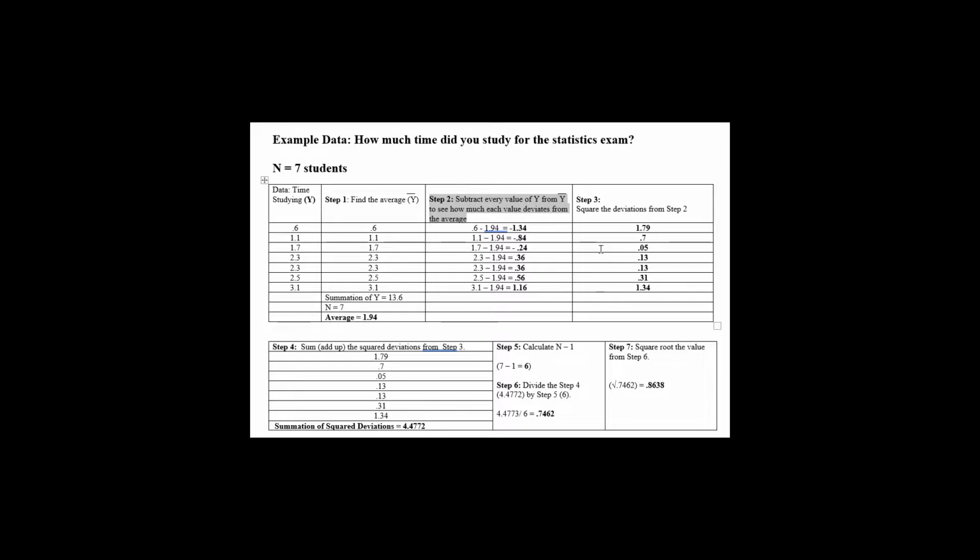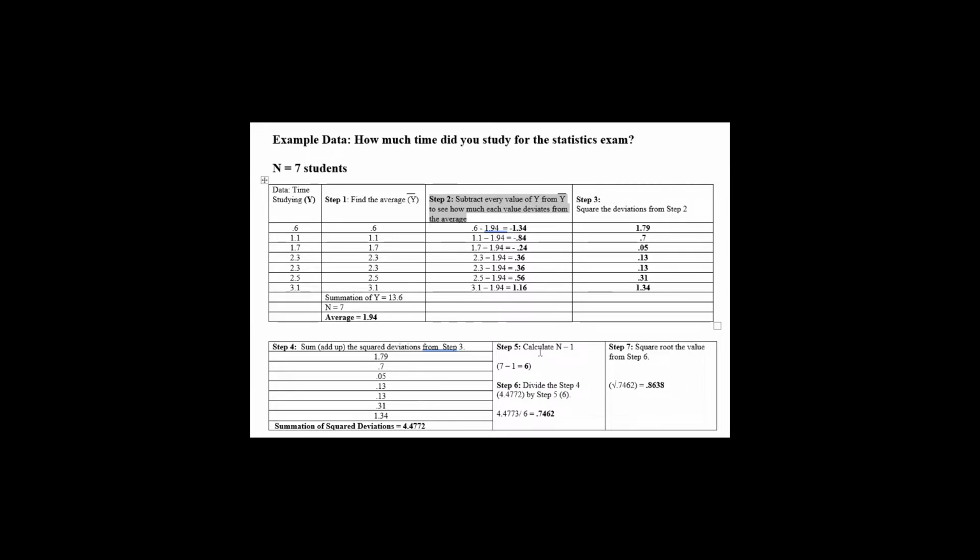So do you see how we're getting rid of the negatives? We're squaring every single deviation. So now if we sum up all the scores, we're not going to get 0. And that's what we're going to do in step 4. We sum the squared deviations from step 3. So that 1.79, 0.7, 0.05, 0.13, let's add them all up. And we're going to get the summation of squared deviations is 4.4772.